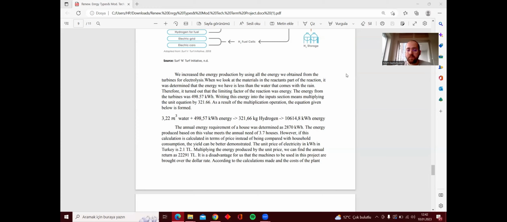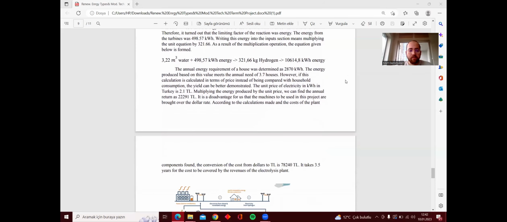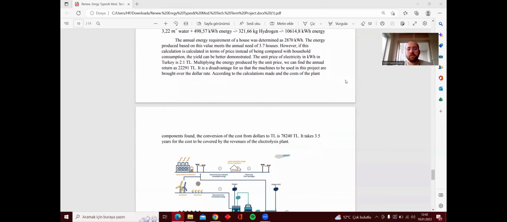10 liters of water and 1.55 kilowatt-hour energy are used to produce 1 kilogram of hydrogen, and after that we produce 33 kilowatt-hour energy by using 1 kilogram of hydrogen. In our project, the limiting factor is the energy coming from the water turbine. As a result of the calculation, we can use only 498 kilowatt-hour energy to operate the electrolysis machine. When we corrected the ratios, 3.22 cubic meters of water is used to produce 321 kilograms of hydrogen.